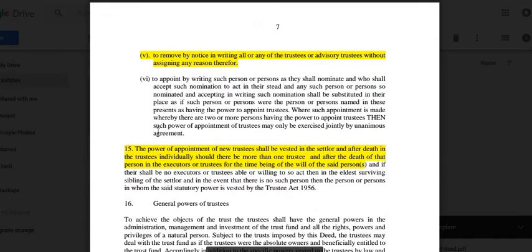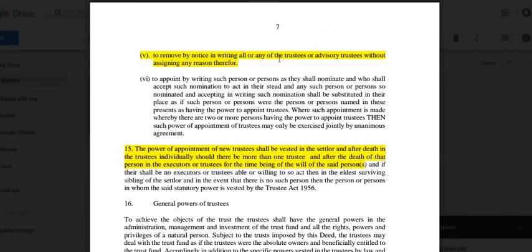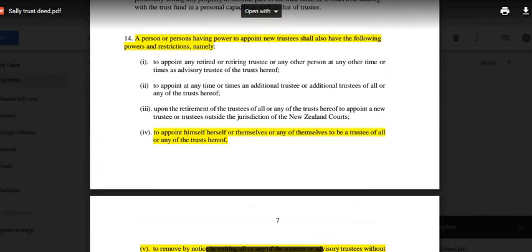And in 15, you'll see here the power of appointment of new trustees is vested in the settlor. So Sally is giving herself the power to appoint trustees. And further up, you'll also notice she has the power here to remove by notice all or any of the trustees without assigning any reason. So just arbitrarily say you're fired. So she can remove Tom and put in her friend Slick.